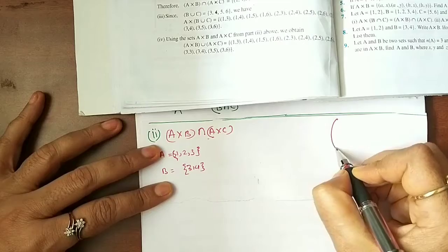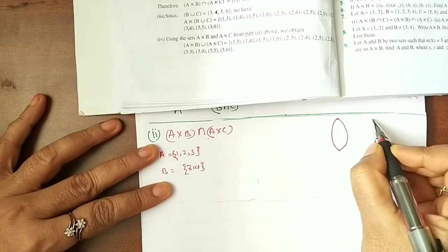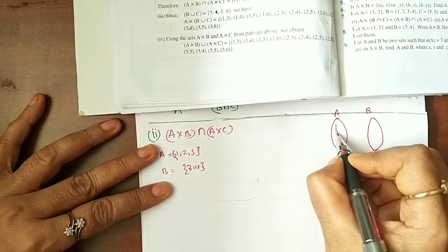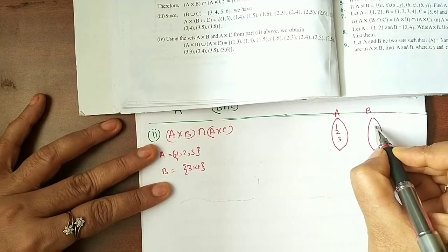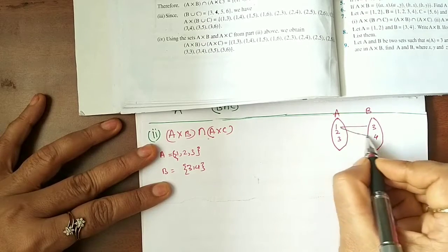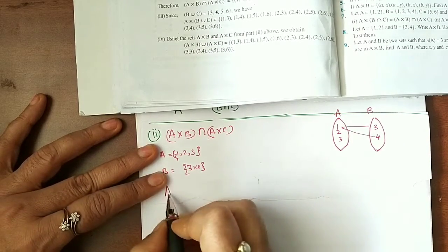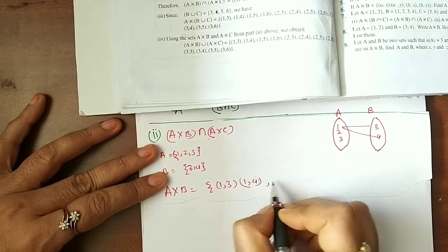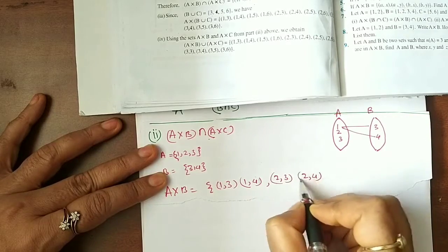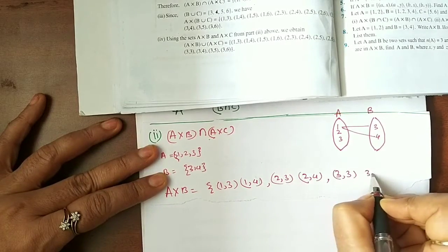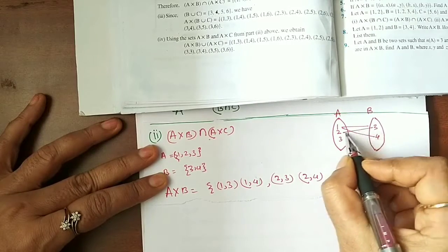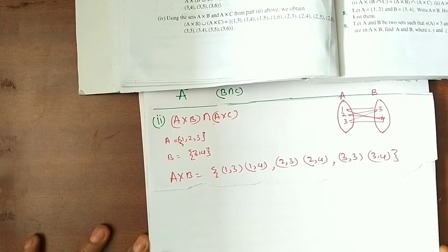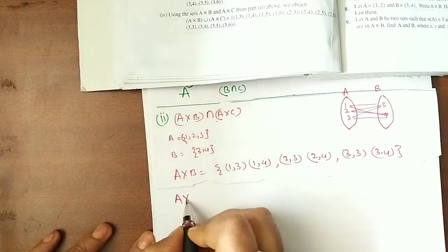So if I make a tiny diagram to make sure that nothing goes wrong, this is A and this is B. So {1, 2, 3} and this is {3, 4}. So 1 with 3, 1 with 4. So my A cross B is {(1,3), (1,4), (2,3), (2,4), (3,3), (3,4)}. Okay. Now let me try A cross C.